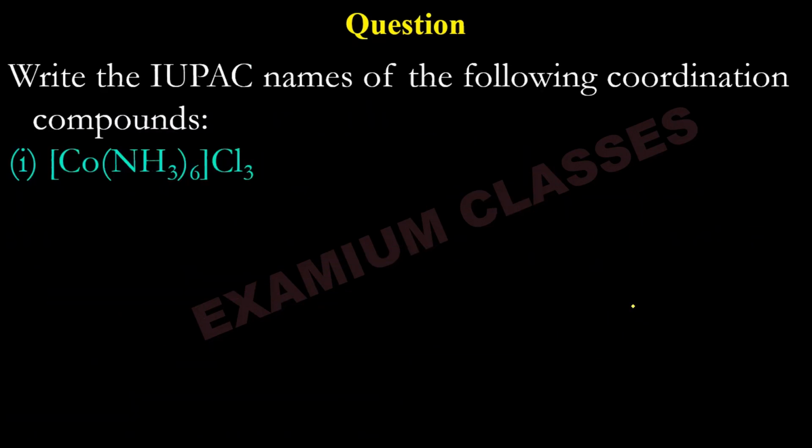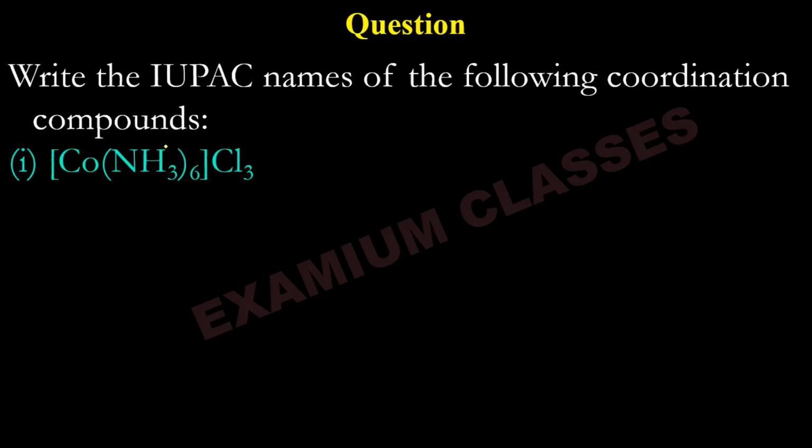Next question. In this question, the formula is given. You need to write the IUPAC name. It is [Co(NH3)6]Cl3. These are counter ions. And remember, you don't write how many counter ions are there. So even if 3 is written here, you will not write trichloride.